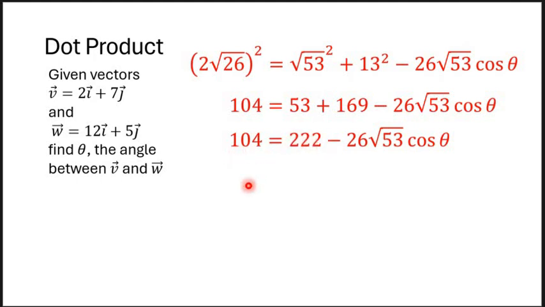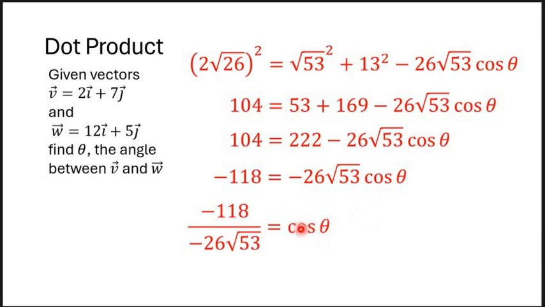They'll cancel over here, but on the left side I'll get negative 118, which is going to be equal to negative 26 times the square root of 53 cosine theta. So I'm going to divide both sides by negative 26 times the square root of 53 to get the cosine of theta by itself. And then I can reduce this fraction because negative 2 goes into negative 118 59 times, and negative 2 goes into negative 26 13 times.